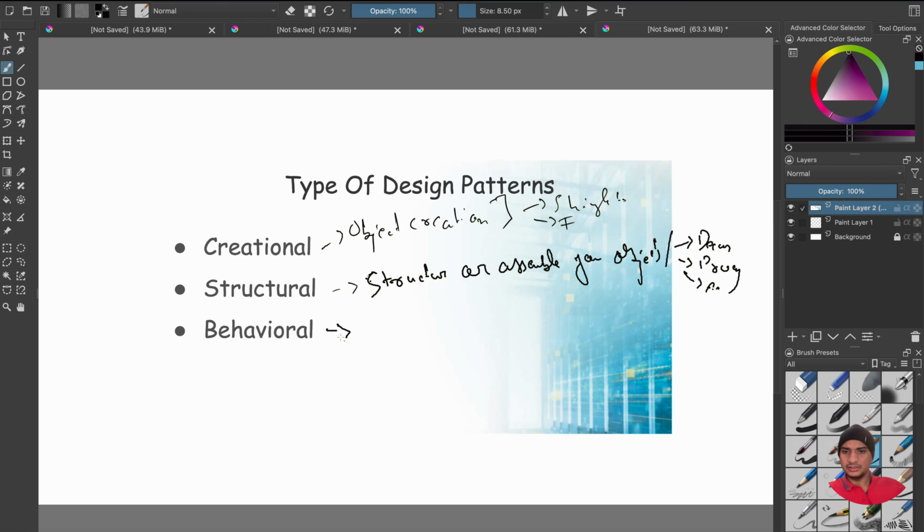Now behavioral patterns are about what responsibilities a particular object is going to take, basically how data will flow in that design. That is a part of behavioral design patterns. There are multiple ways, like chain of responsibility, then observer, and there are multiple others we are going to cover as a part of this series. So this is the higher-level overview we are going to cover in this series.